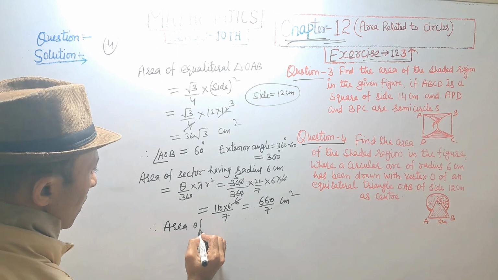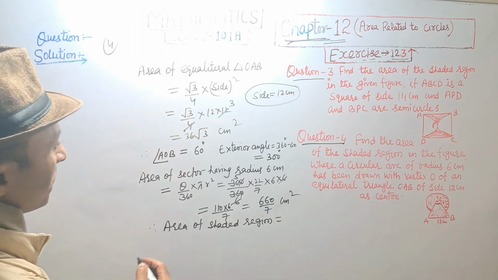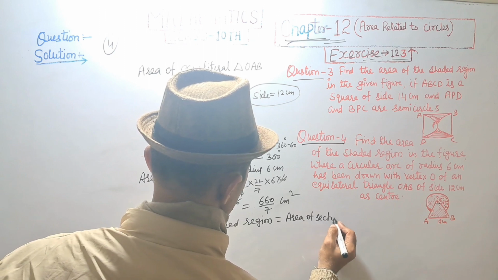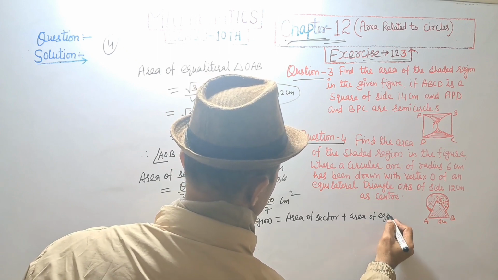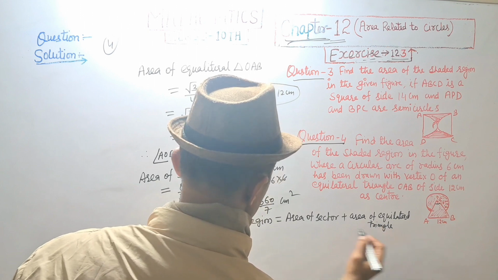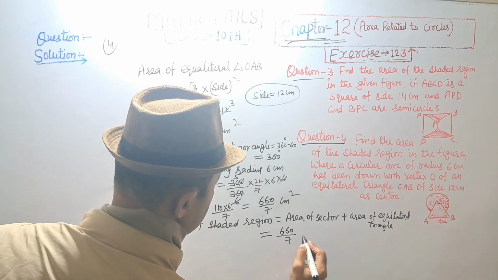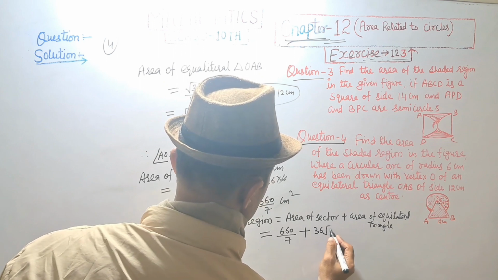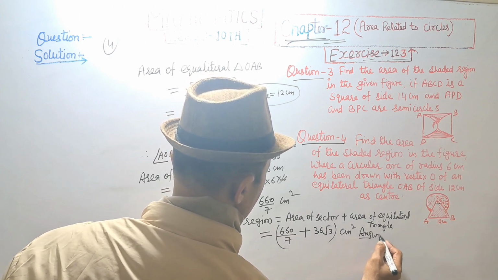Area of shaded region is equal to area of sector plus area of equilateral triangle, is equal to 660 divided by 7 plus 36 root 3 centimeter square. Answer.